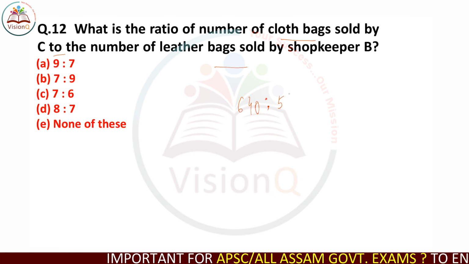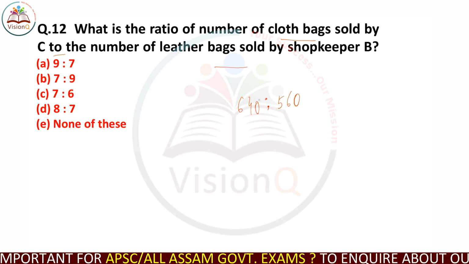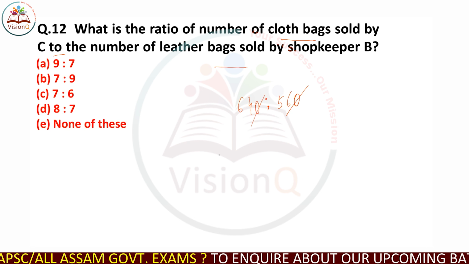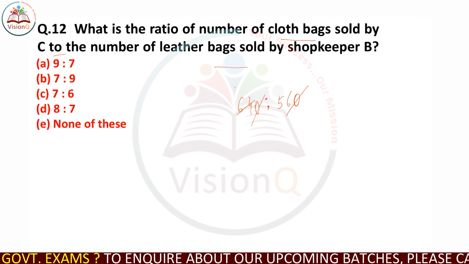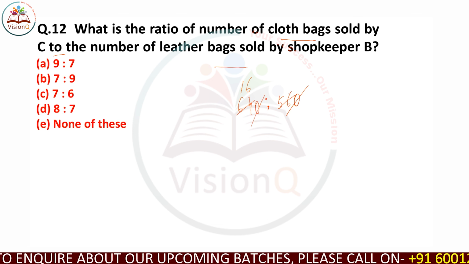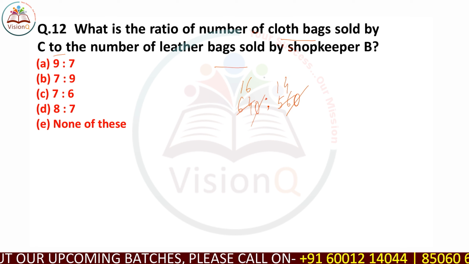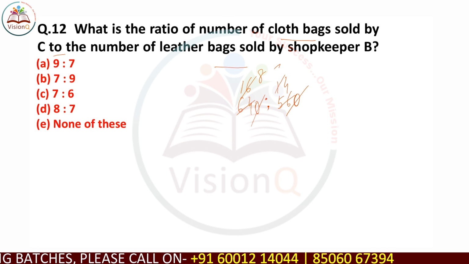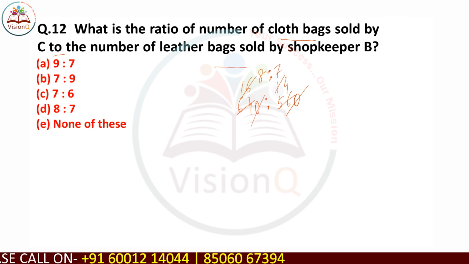So 640 is to 560. So just cancel out the common numbers here. Okay, 4 is common here. 4 16s are 64 and 4 14s are 56. Again 2 is common here. 2 8s are 16, 2 7s are 14. The right answer is option number D, which is 8:7.